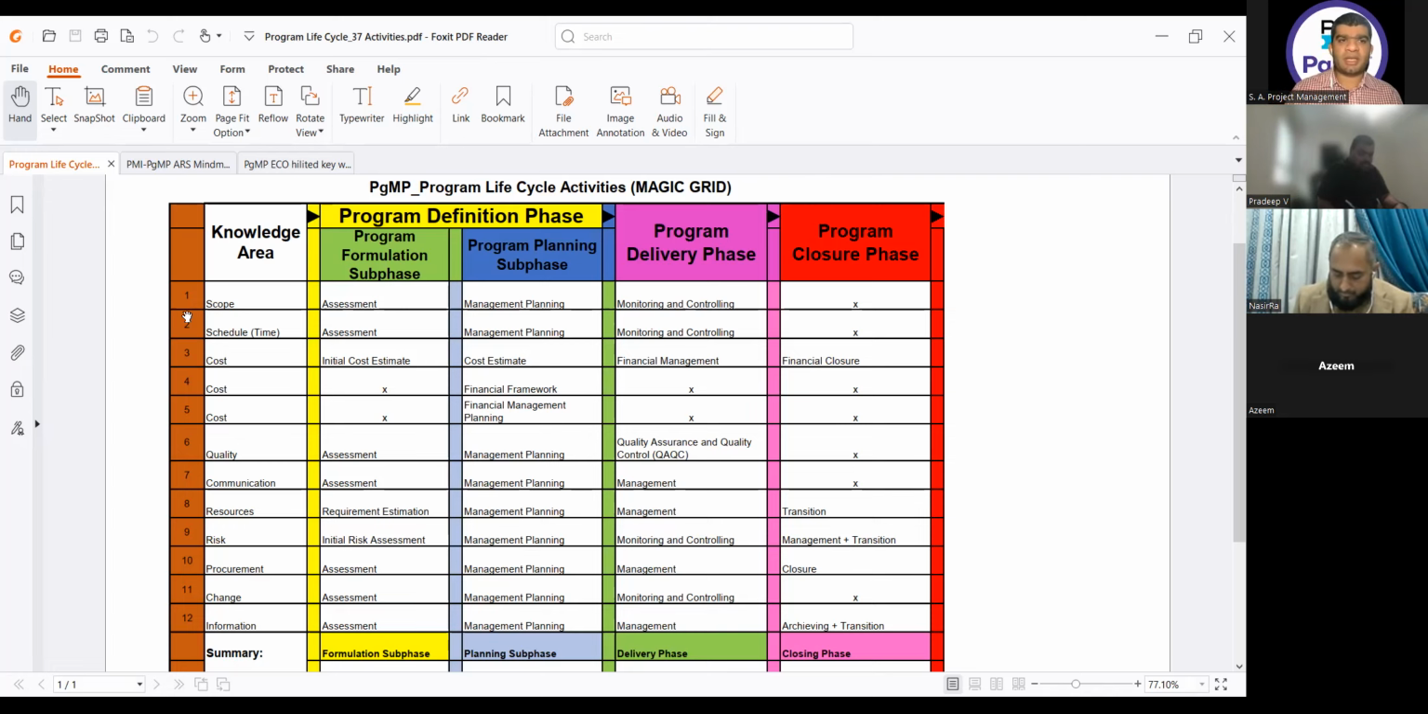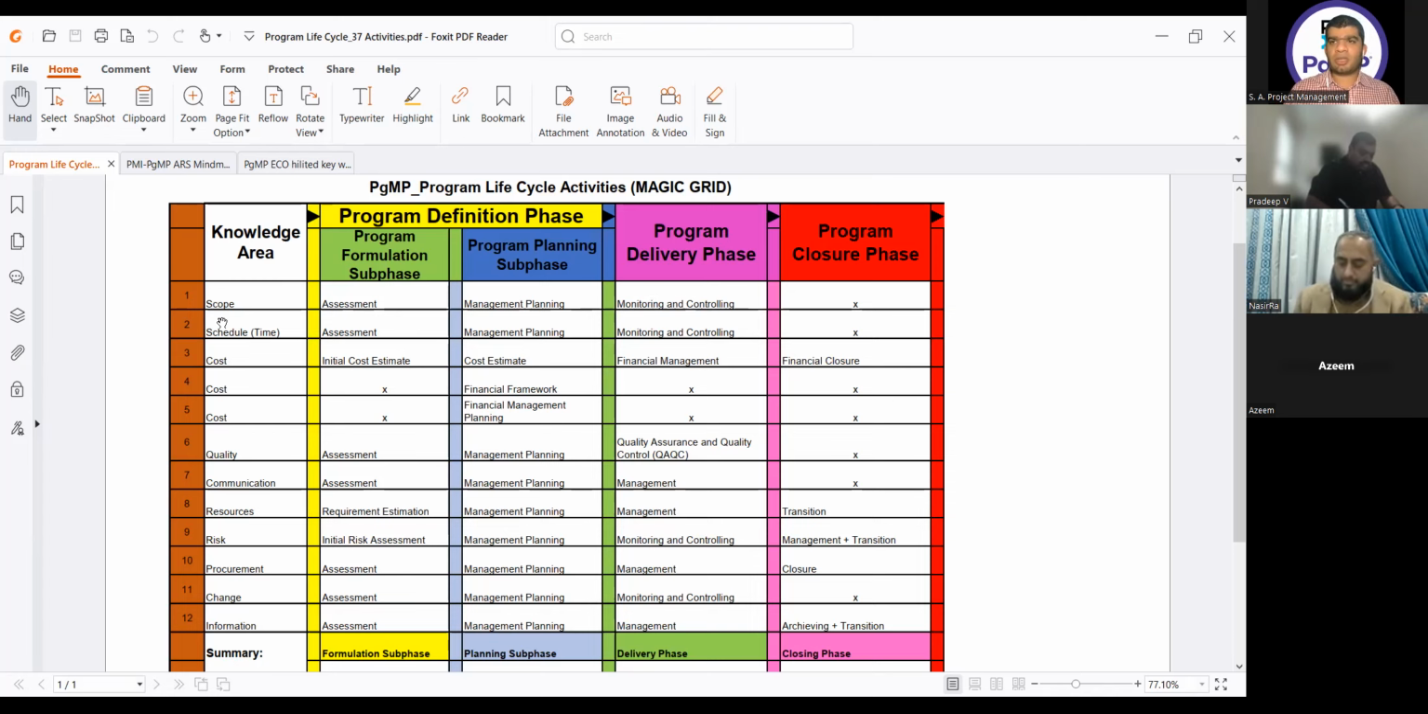In the scope knowledge area, in the program formulation phase, we have assessment. In the planning phase, we have management planning. In the program delivery phase, we have monitoring and controlling. And in the program closure phase it is cross, no activity. So it means there will be no closure activity in the scope area that we have to do.